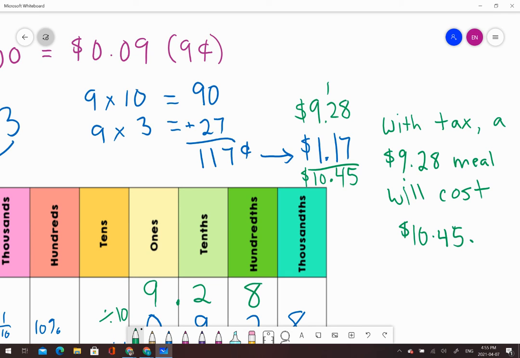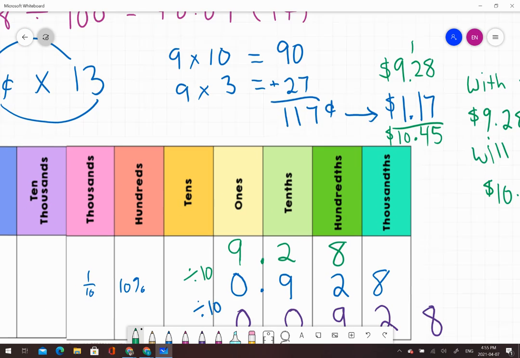So this is how I can use the place value chart to divide a decimal number by 10. It only works, remember, if I'm dividing by 10, 100, 1000, any one of the numbers that's going to show up here in my columns. Those are all numbers I can divide by, not by 1 though.